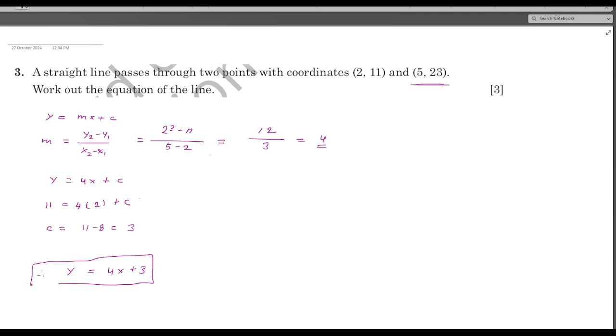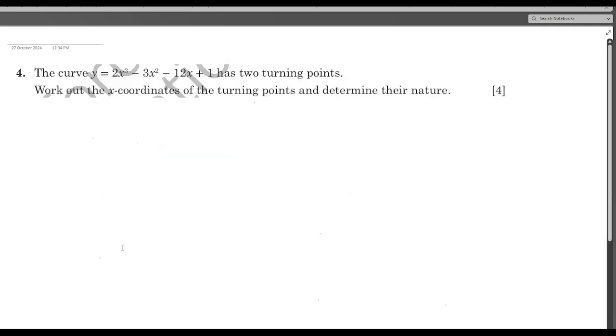Y is equal to 4x plus 3 is your answer. Now, fourth question: the curve y is equal to 2x cubed minus 3x squared minus 12x plus 1 has two turning points. Work out the x coordinates of the turning points and determine their nature. For a turning point we know that the gradient is 0, so to find the gradient, we differentiate this equation.